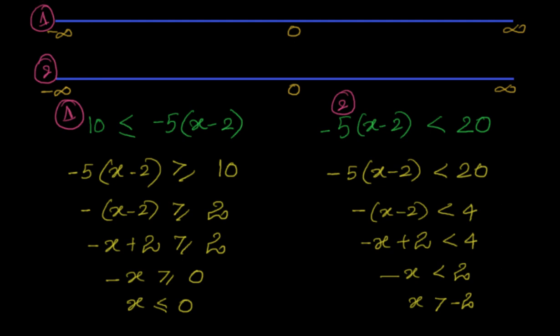Let us draw this and see. It's interesting. Let us see how the solution looks. For the first one, x less than or equal to 0. 0 is closed. That means starting from 0, you can go till minus infinity, and this is my solution. This is my solution. Okay.